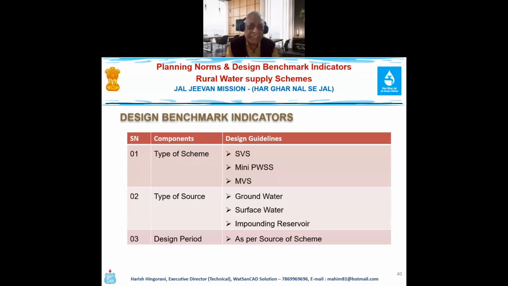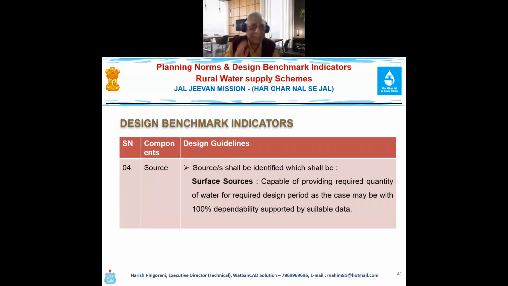I had to design either a CWSS or mini pipe scheme or MBS. Type of source can be groundwater, surface water, impounding reservoir. So three types of sources are there. Design period, already we have discussed, as per CPHEEO should preferably be kept as 30 years. And for the components, it should be decided as per the current provisions of the CPHEEO manual. Most of our states do not follow these things, which I have observed.